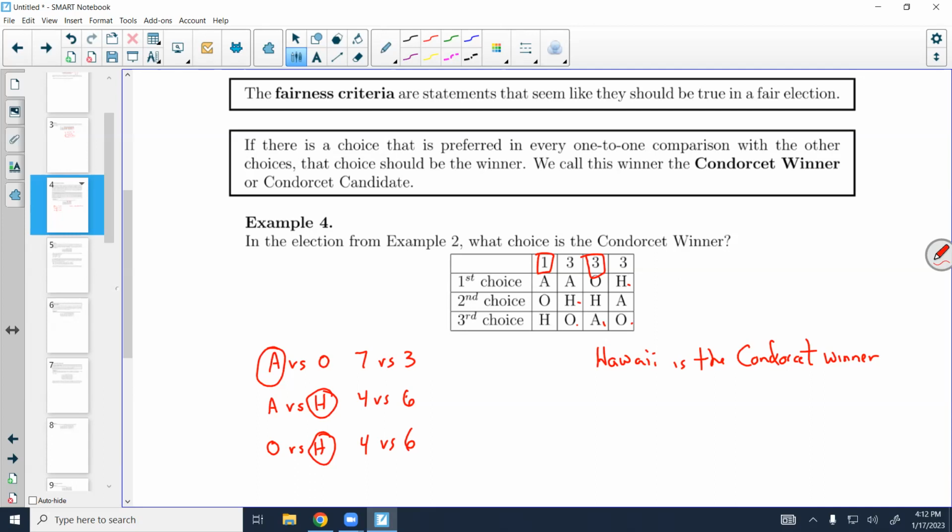Here's the interesting thing, though. Same votes. Hawaii won. Who won the plurality? Anaheim. So same numbers, same situation, same everything, and just the way we look at it, the way we determine the winner can change the winner. Any questions so far?